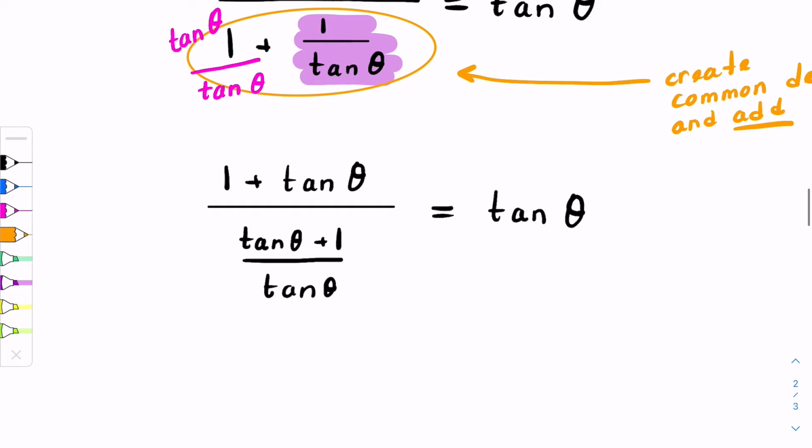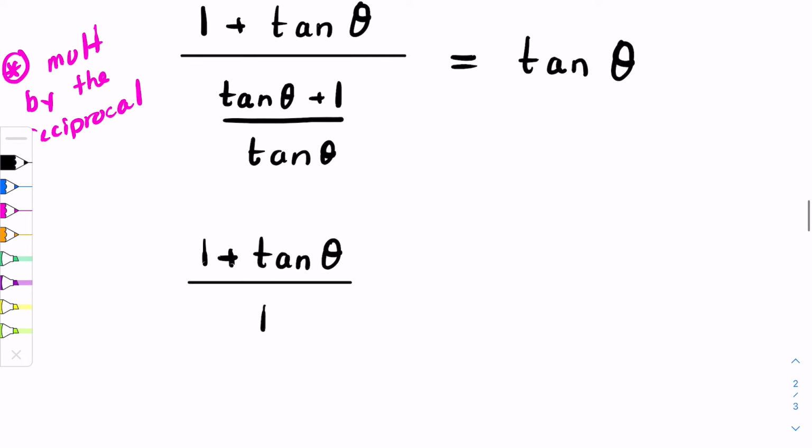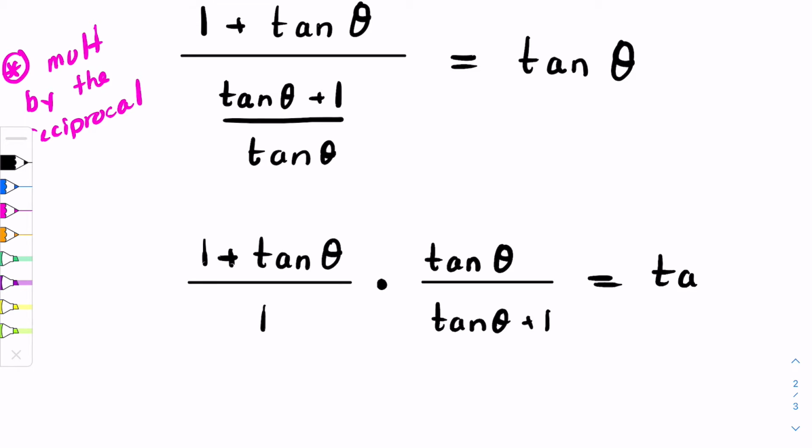Now, once you get to this point, you can multiply by the reciprocal. In order to multiply by the reciprocal, the first fraction, or the numerator, becomes 1 plus tangent of theta. Technically, this is over 1. I'll just write that so we can keep it organized. And the second fraction, I need to flip, becoming tangent of theta divided by tangent of theta plus 1. And we're proving this is equal to tangent of theta.